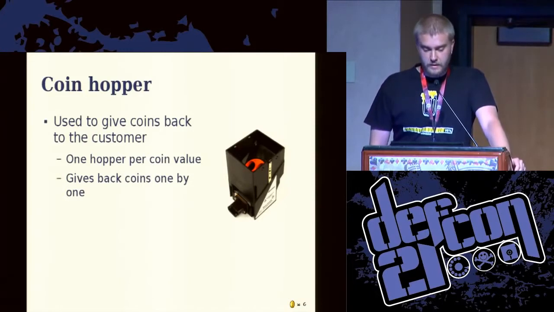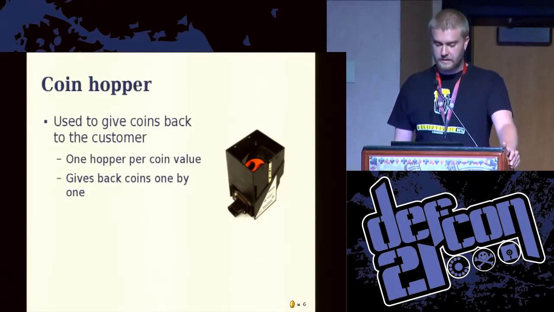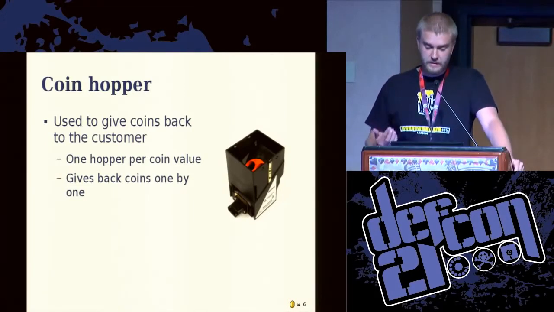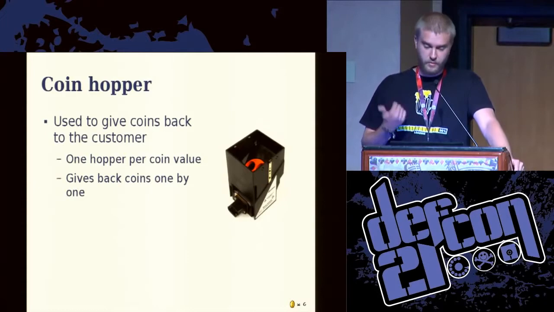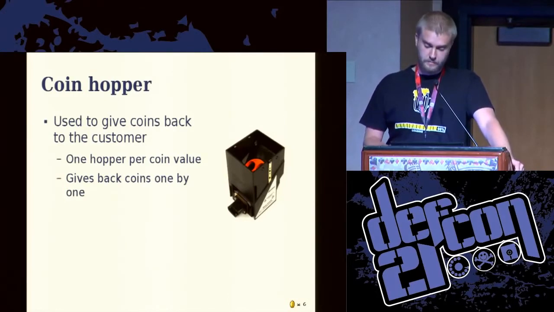Other devices are coin hoppers, which are used to give money back, so when you need to get the change. It's pretty much like a big tray that operates using some commands and gives you the money coin by coin back. So if you need to receive back like $1 and this tray.